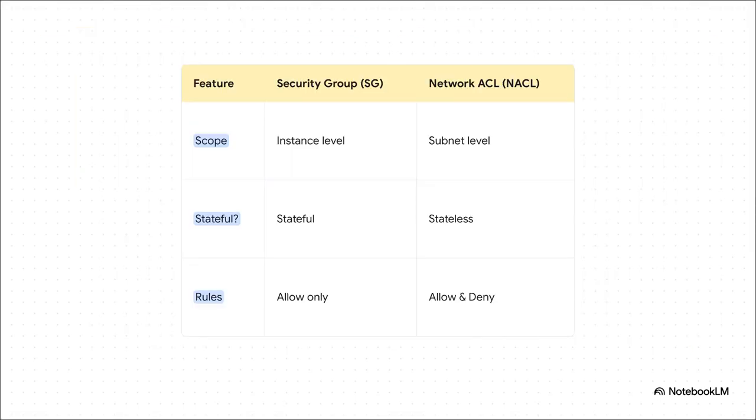So how do you enforce these rules? Well, you've got two layers of security. First, at the server level, you have a security group. Think of it like a bouncer at the door of a single server. It's stateful, which is cool because if it lets someone in, it automatically knows to let them back out.